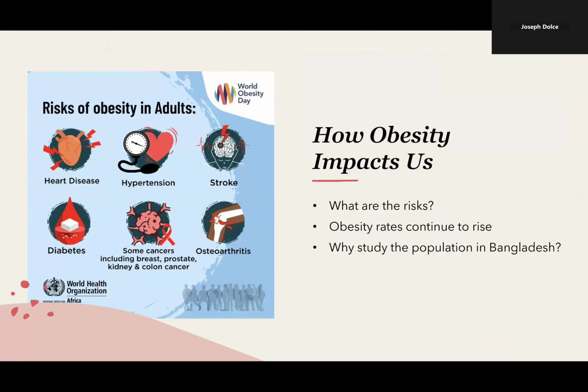So how does obesity impact us? I have a graphic here on the right detailing what obese adults may be at a higher risk for. So there's heart disease, high blood pressure, stroke, diabetes, cancer, and osteoarthritis as well.